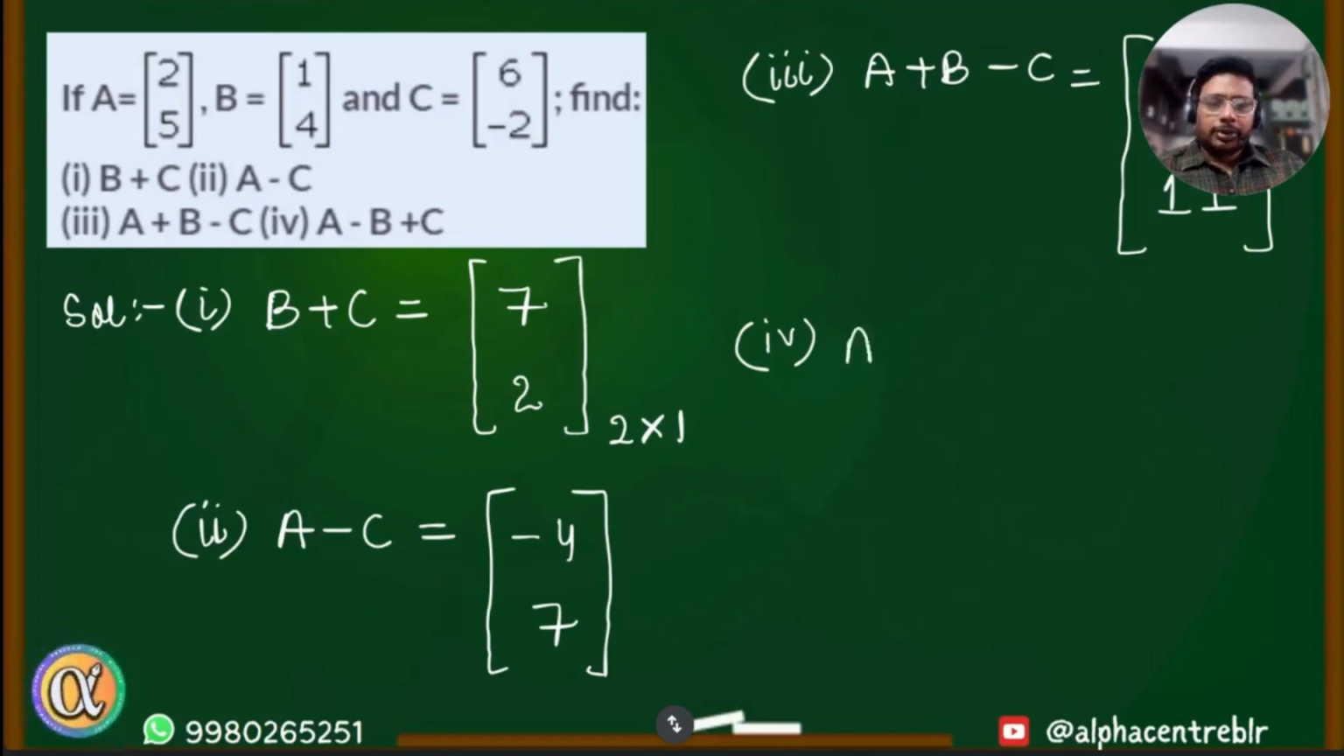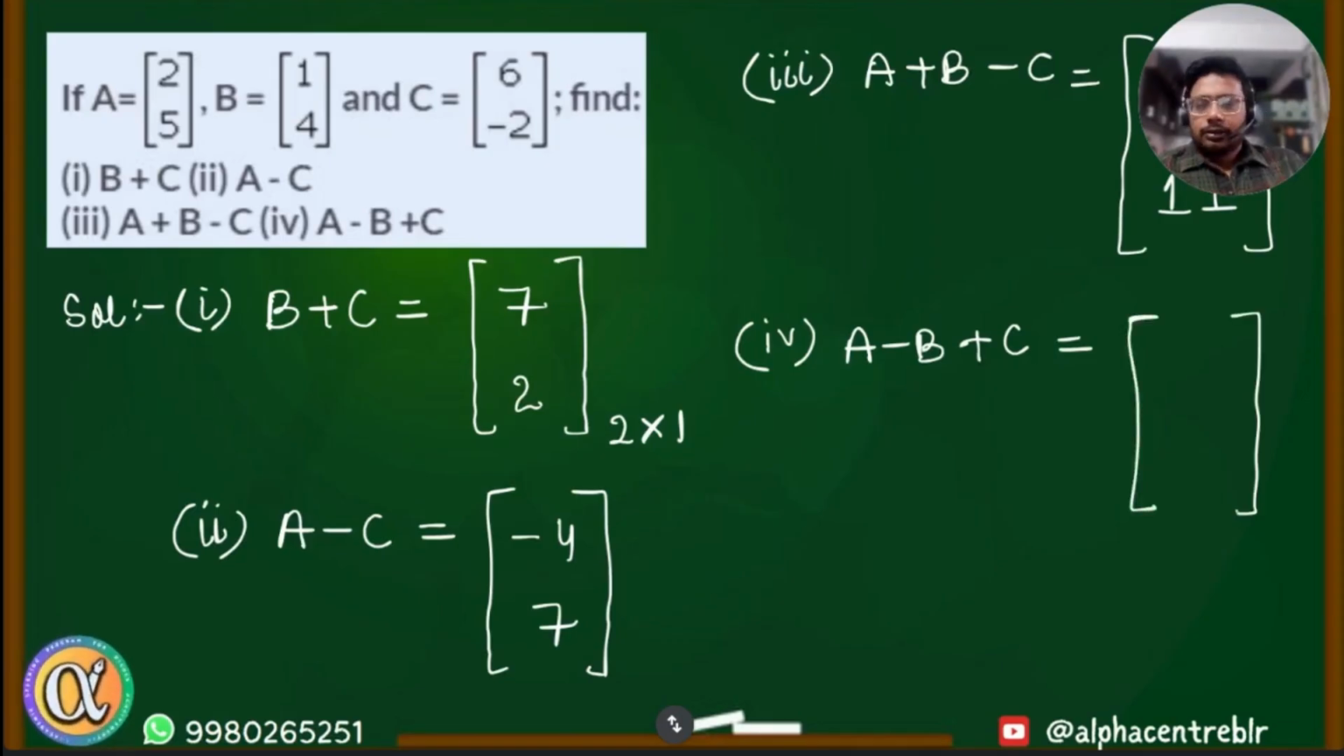So A minus B plus C. Again, it's a 2 by 1 matrix. I thought we can add A and C and then subtract it from B. That's also fine. Yeah, we can do that. There is no problem with that. We just go the regular way, like A minus B.